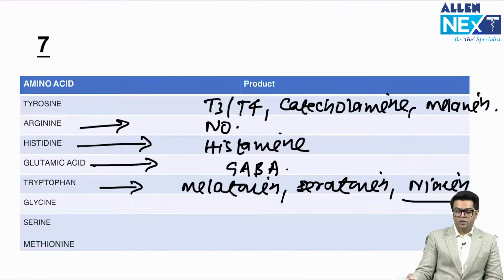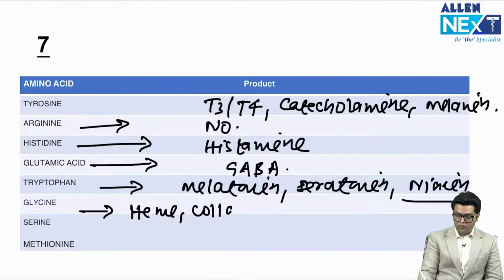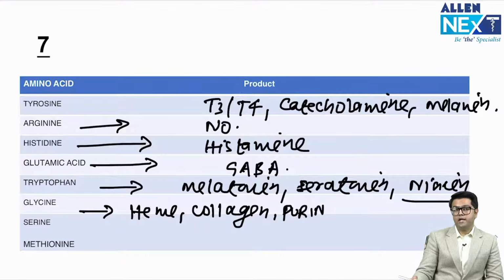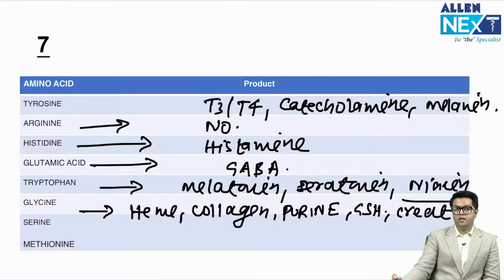Clear? So glycine is required for the production of heme. It is required for the production of collagen. It is required for the production of adenine and guanine, but not cytosine and uracil, meaning not pyrimidines. So guys, remember that purine synthesis needs glycine but pyrimidine synthesis does not. It is also required for synthesis of glutathione, and also for synthesis of creatine.